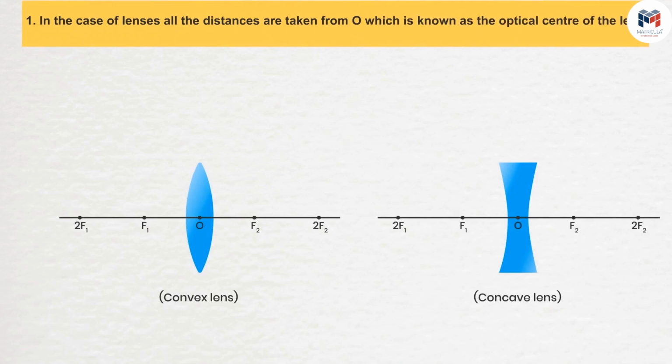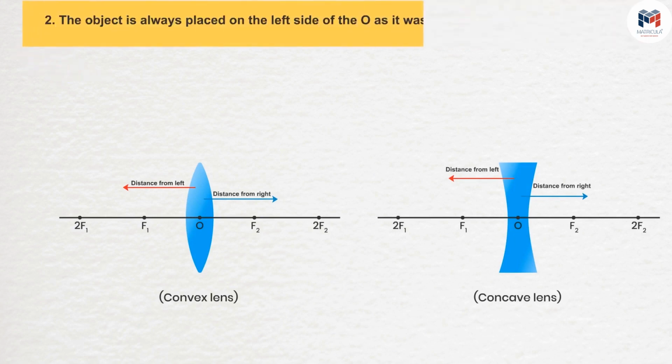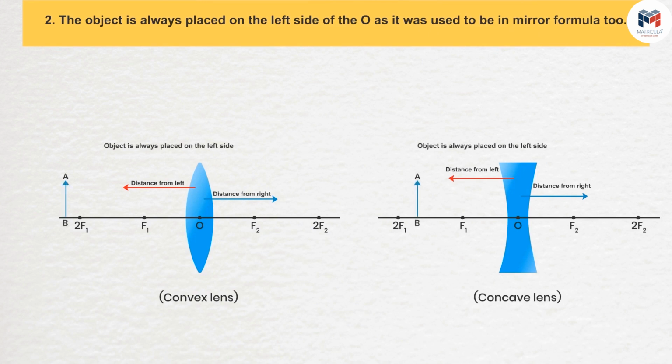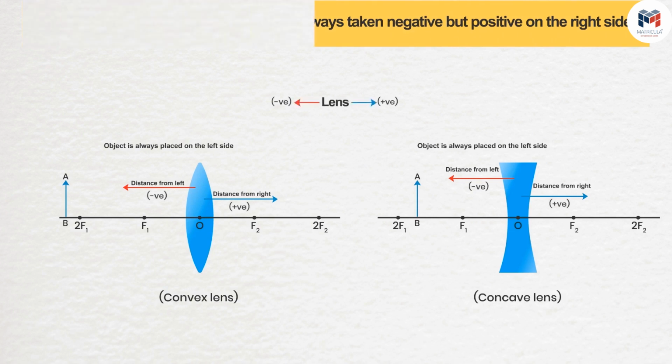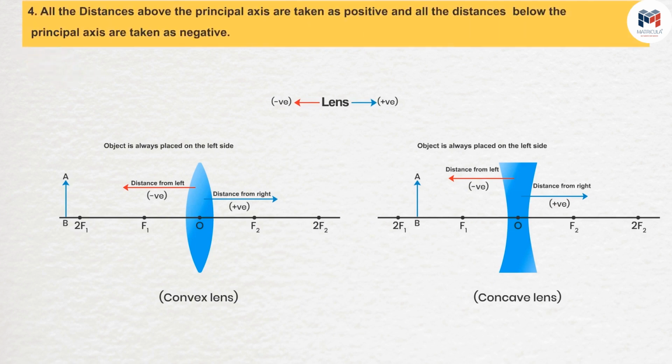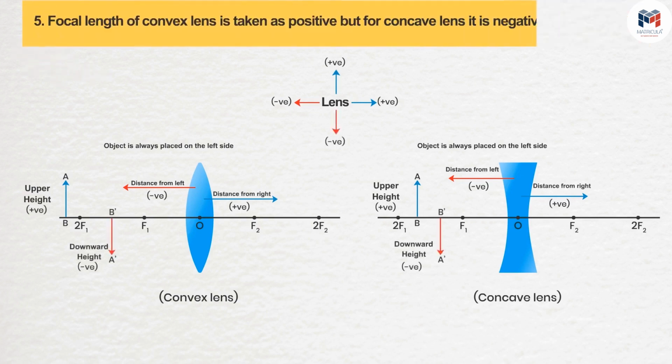Number 1. In the case of lenses, all the distances are taken from O, which is known as the optical center of the lens. Number 2. The object is always placed on the left side of the O, as it used to be in the mirror formula too. Number 3. Distances on the left side of the O are always taken negative but positive on the right side. Number 4. All the distances above the principal axis are taken as positive and all the distances below the principal axis are taken as negative. Number 5. Focal length of convex lens is taken as positive, but for concave lens it is negative.